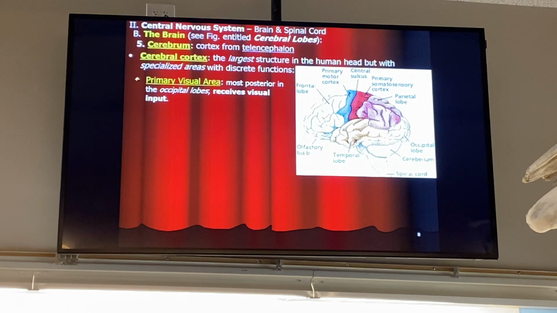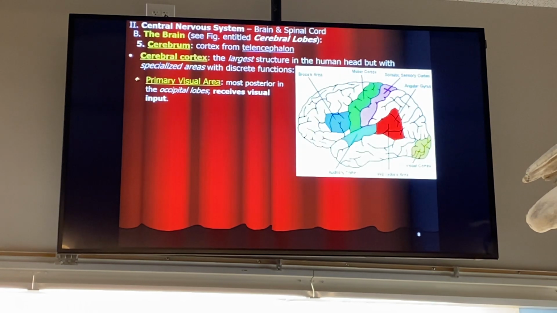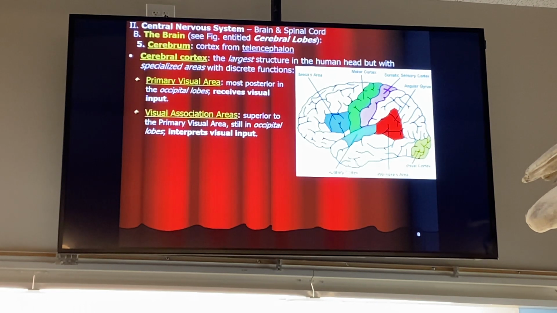All right, and then in the occipital lobe, the occipital lobe is all about vision. So you have the primary visual area that's way in the back in yellow. If action potentials end up there, your brain is going to generate an illusion of an image. Just above it is the visual association area.